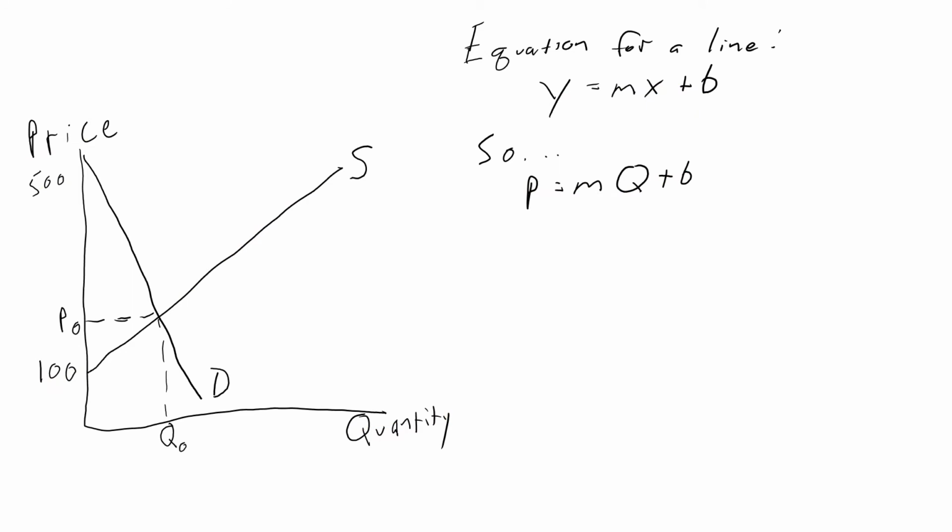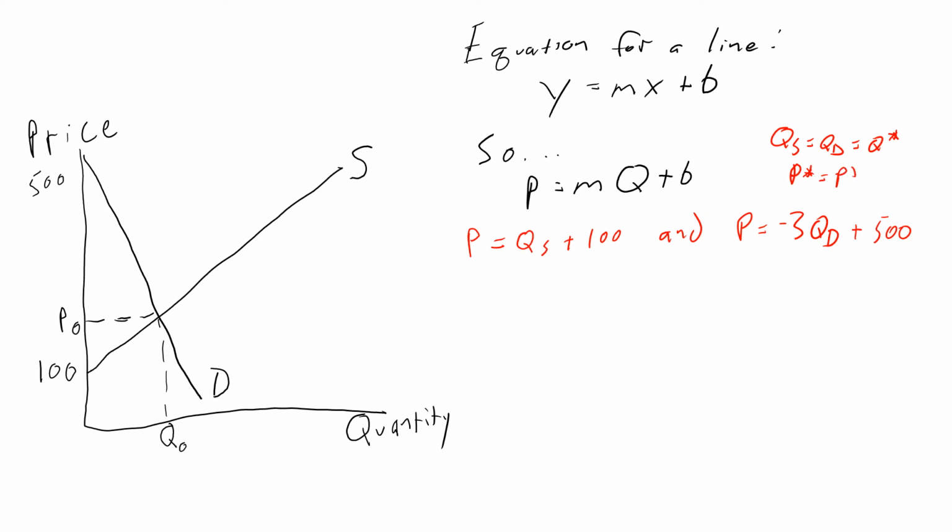Okay, so let's rewrite the equations from the previous slide here so we can use them to solve this problem. So we have P is equal to QS plus 100 and P is equal to negative 3 QD plus 500. We know that at equilibrium, QS is equal to QD is equal to Q star. And we know that P star is equal to P star.